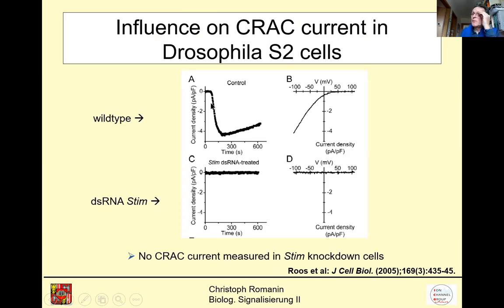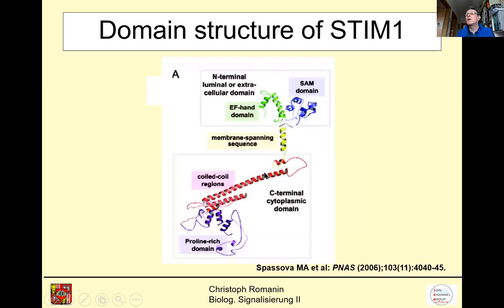Same protocol as before. That is the calcium current activated with this nice current voltage relationship with this highly positive reversal potential. And in this cell, when this cell is treated with siRNA against STIM to knock out STIM protein, so this was a fully efficient effect, you can see there is no current activating anymore.